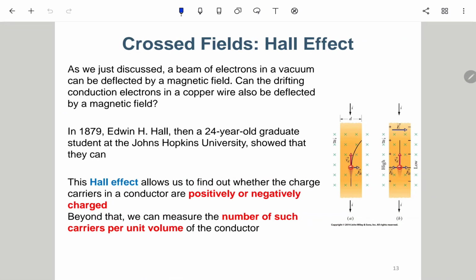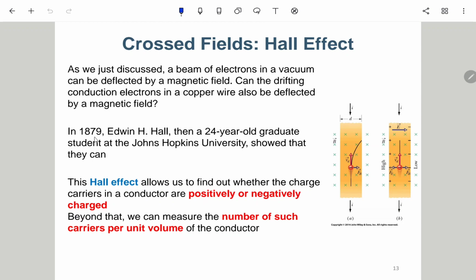Okay, so next we also talk about a very important experiment called the Hall effect or Hall experiment. This actually tells you the moving particle in the conductor should be negative charge rather than positive charge. Here it says, as we just discussed, a beam of electron in vacuum can be deflected by B field. Can the drifting conduction electron in a copper wire also be deflected by a magnetic field? Of course, the answer is yes.